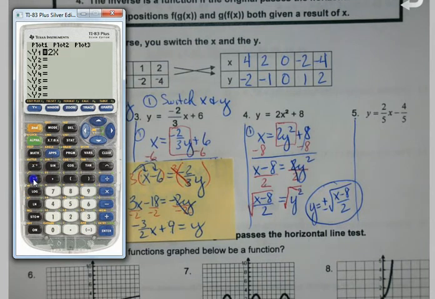So if I type in 2x squared plus 8, now I'm just going to look at that first. Okay, it's a parabola, it's this little tiny guy up here. I'm going to change my window a little bit so you can see him a little better. Let's change that to 20. Okay, so there's my first one.